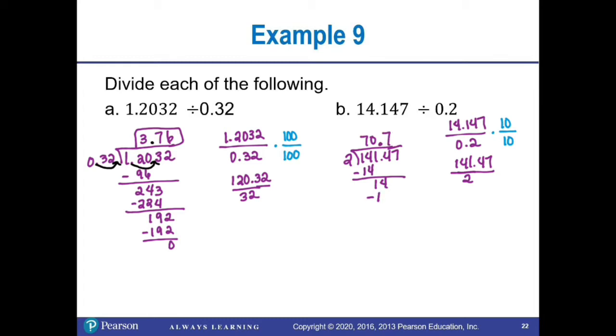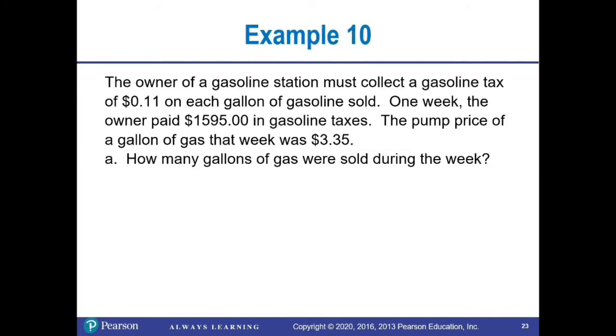2 goes into 14 7 times with none left. Bring down your 7. And 2 goes into 7 3 times with 1 left. If we write a 0 after the decimal place, this doesn't change the value of our number. And I bring down that 0, 2 goes into 10 5 times, and I finally have a remainder of 0. And so my final answer is 70.735.